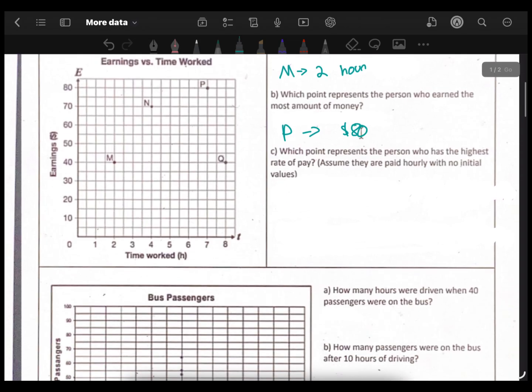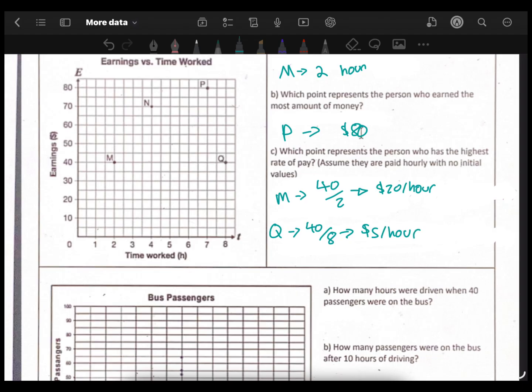Which point represents the person who has the highest rate of pay? Now this one is a little bit more difficult, and we're going to need a little bit more calculation. In this case, what we can do is take the slope. For M, they make $40 and they do it in 2 hours, so we can get a rate of change here, which will be equal to $1.20 an hour. Then we can also check Q. Q is 40 because they make $40, and then we can divide it by 8. So they make $5 an hour.